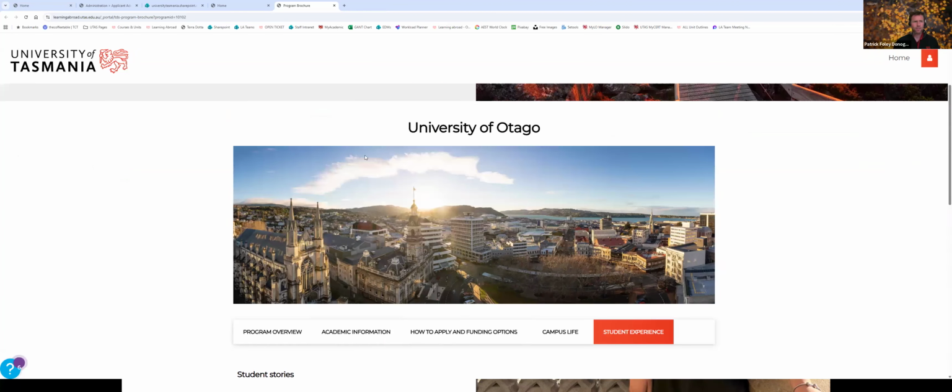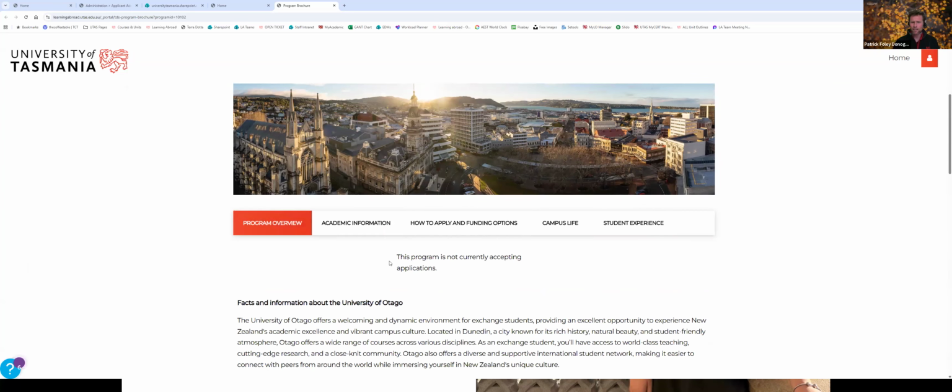So that's the page for the University of Otago. When the time is right, this program is not currently accepting applications. Applications will open at the end of this month, but this will be a big red button that says, please apply.